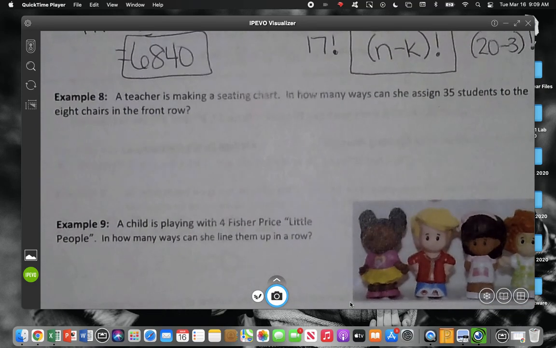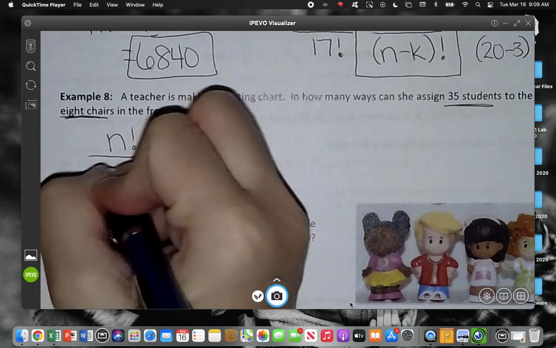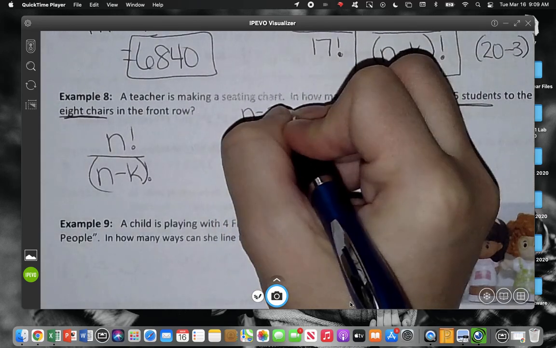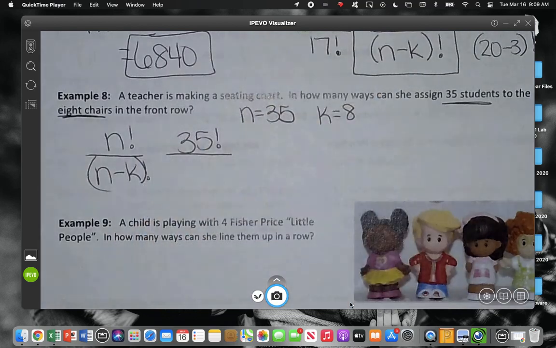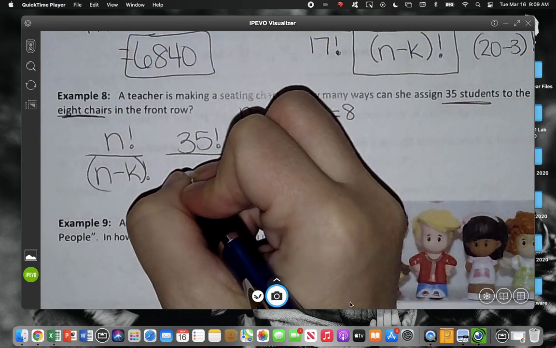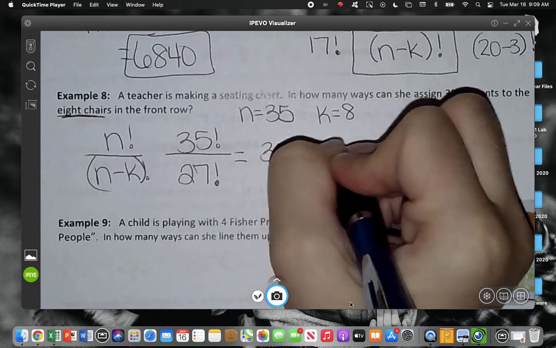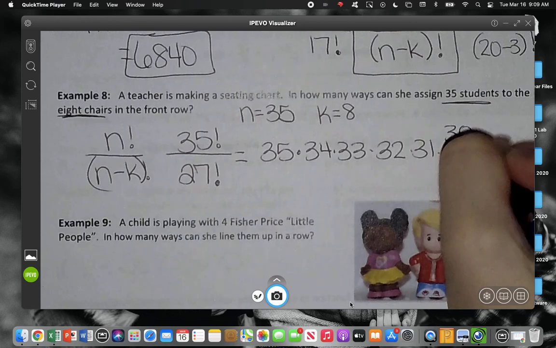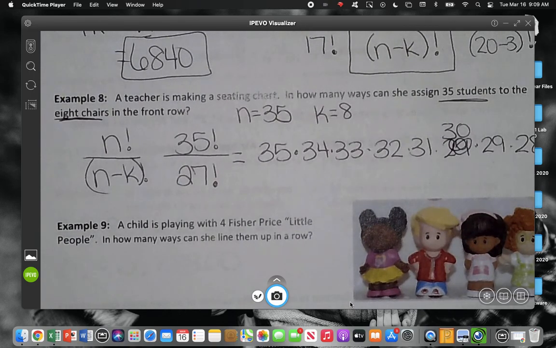All right, so now on this one, I have 35 students, but I have 8 chairs in the front row. So how many students do I have in total? 35. All right, so my 35 is my total number. Now how many am I choosing from? 8. So it would be 35 factorial divided by, what's 35 minus 8? 27. And then what that means is you're going to multiply 35 and then you stop at 28 because 27 to 1 gets canceled. Also, there's no assignment today, but make sure your assignment from yesterday is turned in.